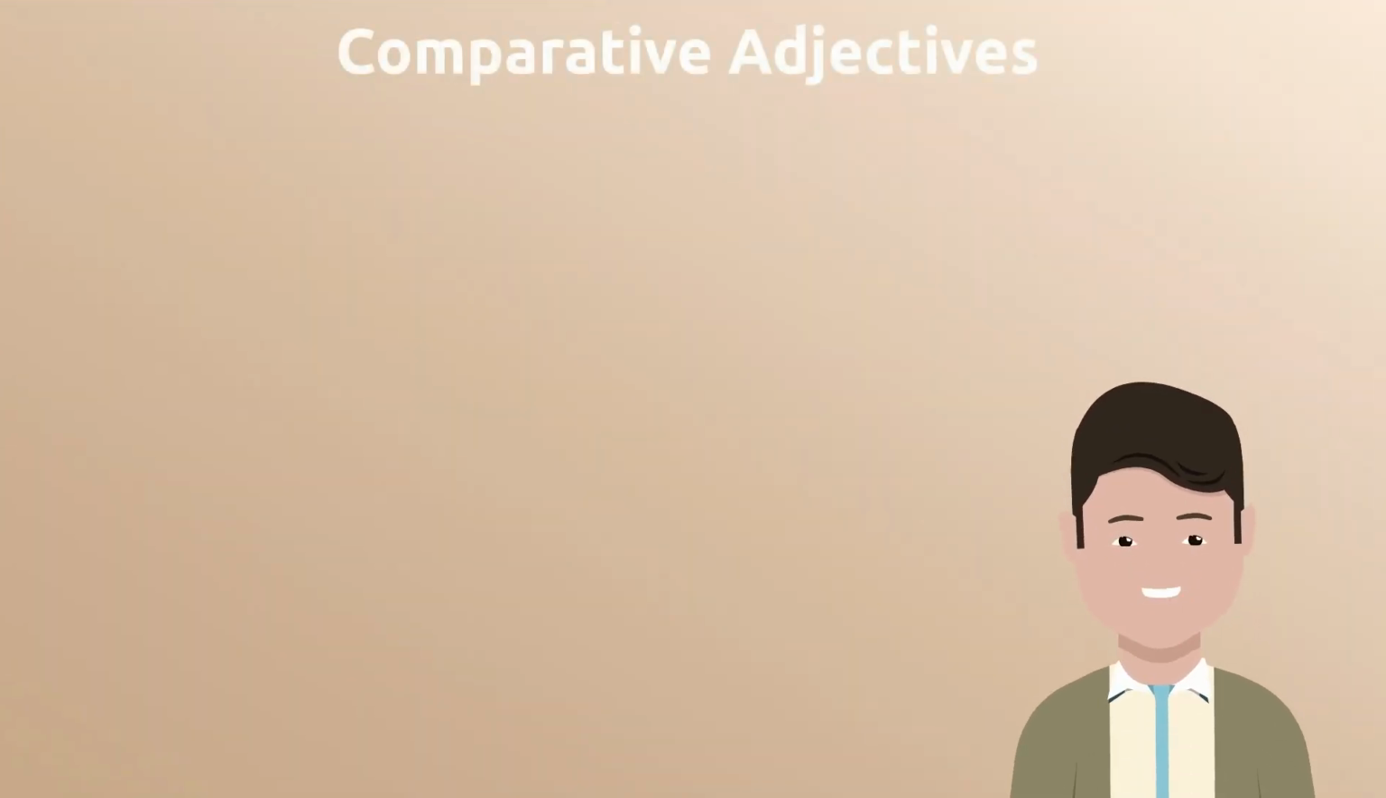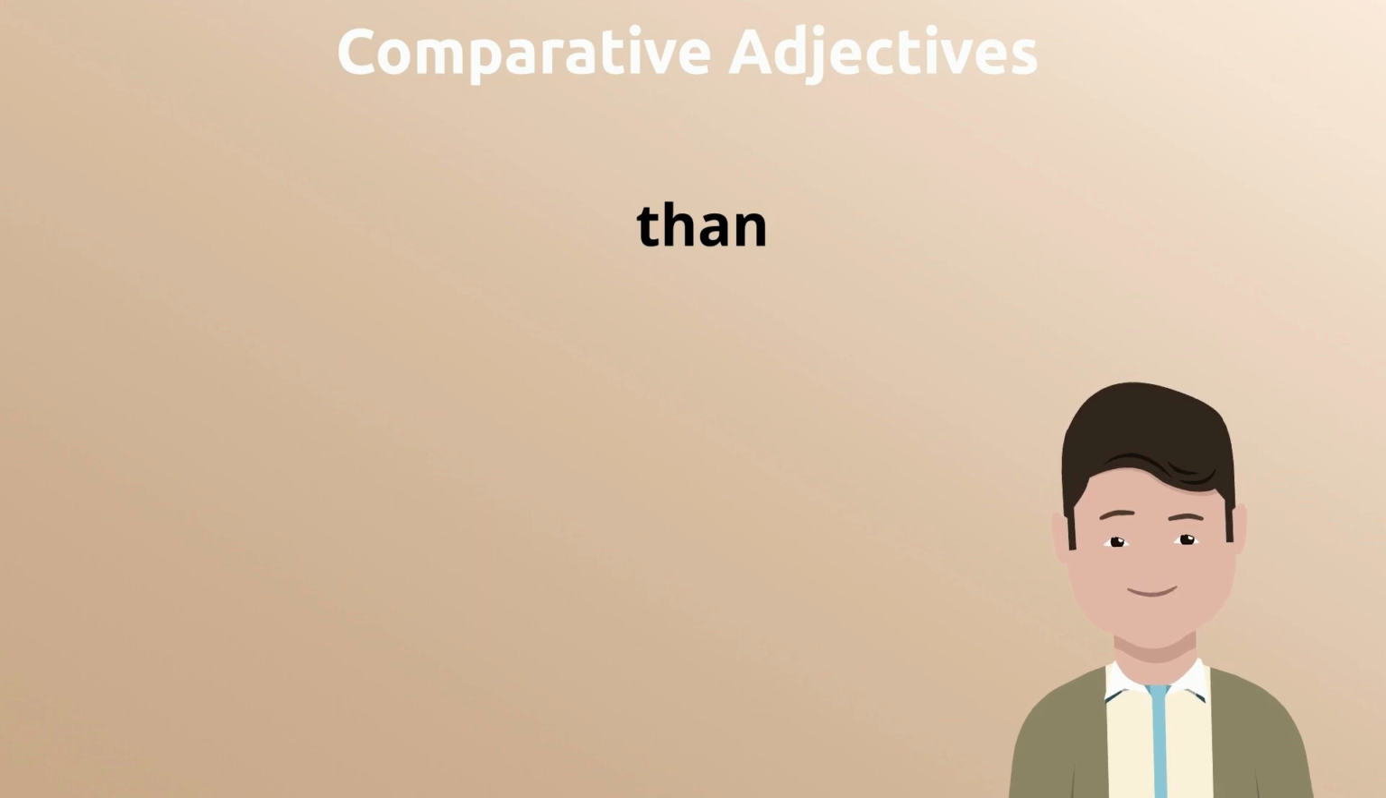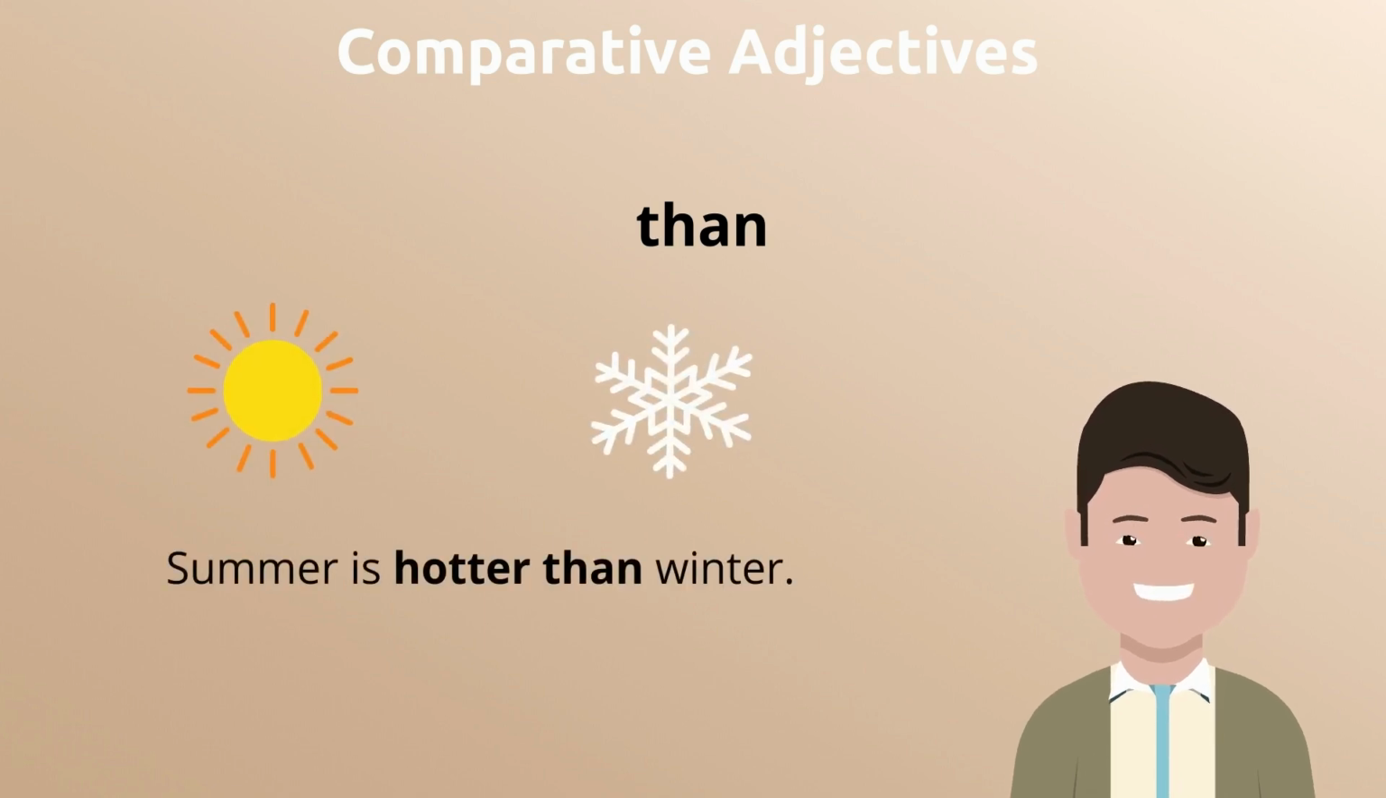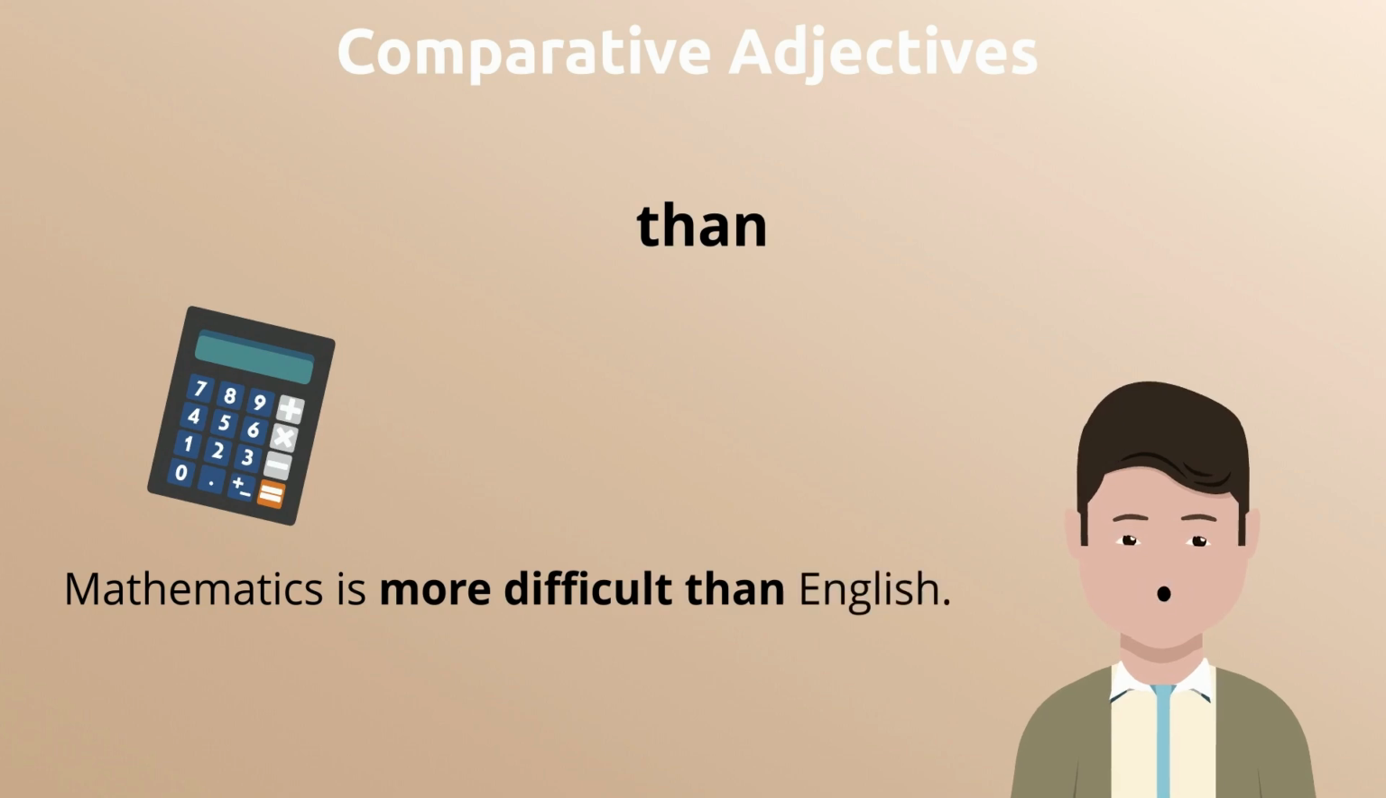When we are comparing two things using comparative adjectives, we should use the word than. For example, summer is hotter than winter. Mathematics is more difficult than English.